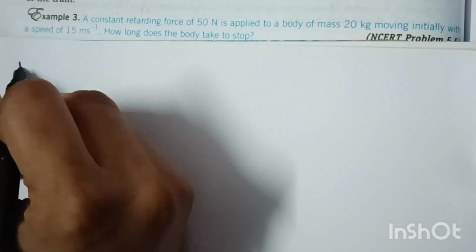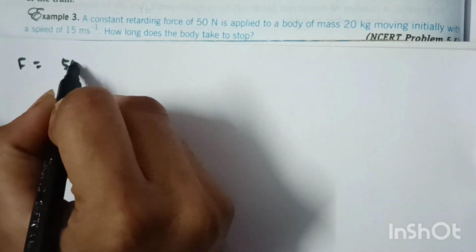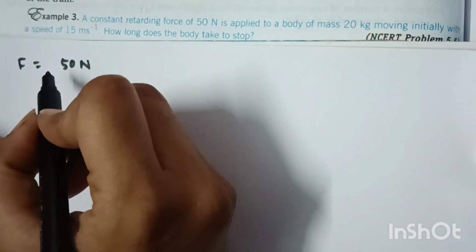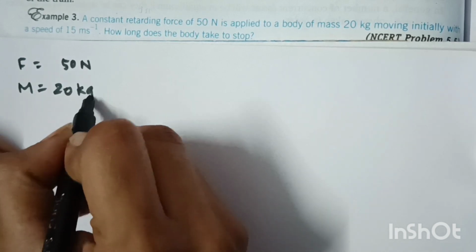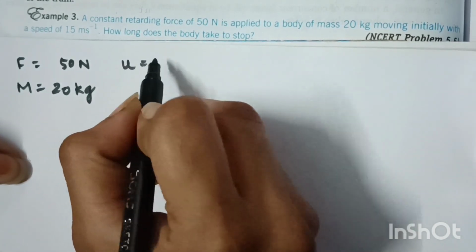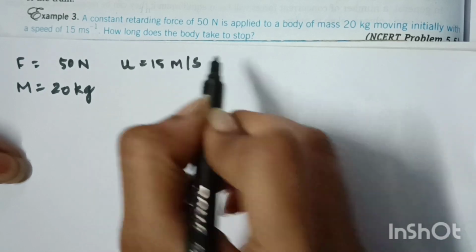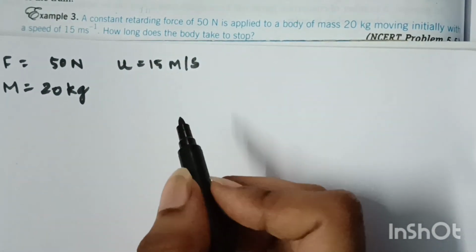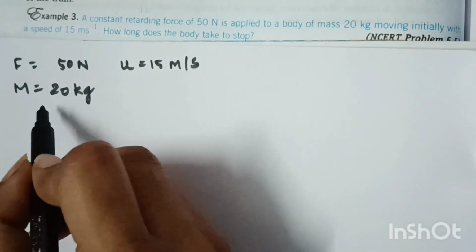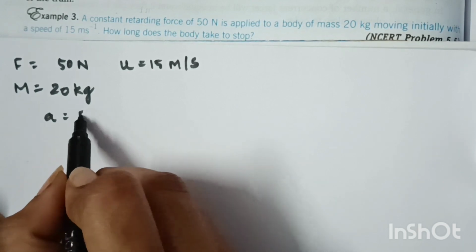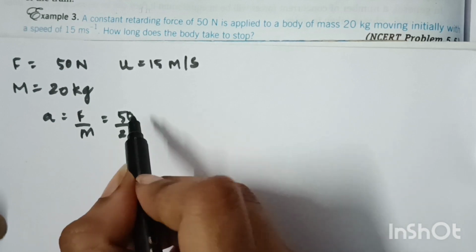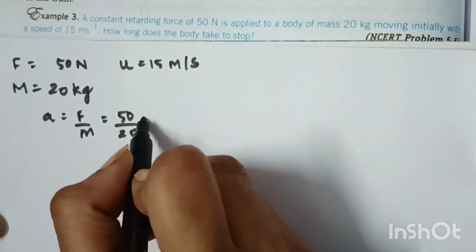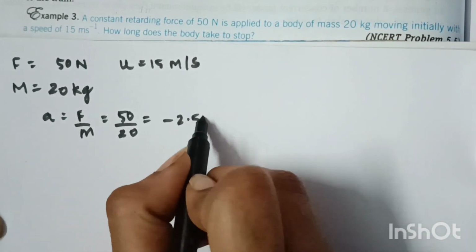So what is the force? F is equal to 50 Newton. And what is the mass of the body? Mass is 20 kg. And they have given the initial speed, 15 meter per second. How long does it take to stop? So using F and m we can find acceleration. Acceleration is equal to force by mass. So 50 by 20. And as it is a retarding force, you can take it as minus 2.5 meter per second square.